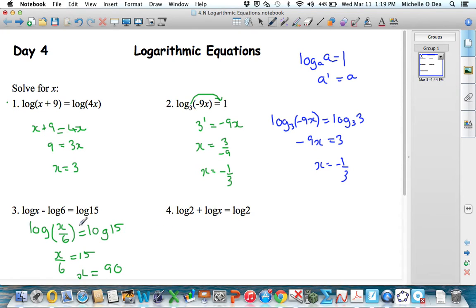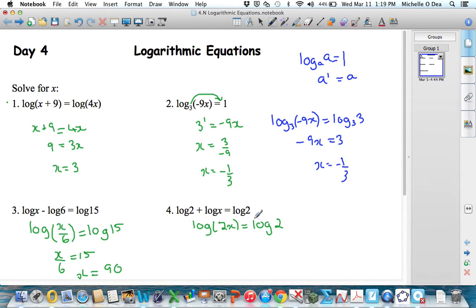Okay, question 4 is similar to question 3 in the sense that we need to use our log rules again. So again, we can see much easier if we have just one log on each side. Because they're being added, I know I can use my product log rule. And so this time I will multiply the two terms. So I have log of 2x, just using the log rule, and that equals log of 2.